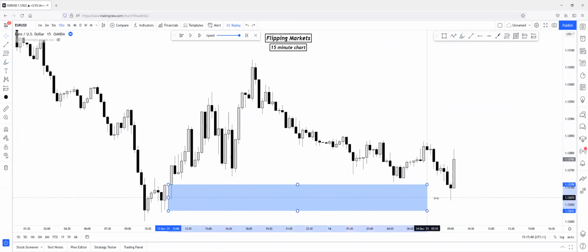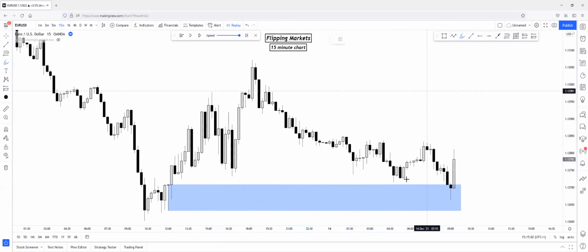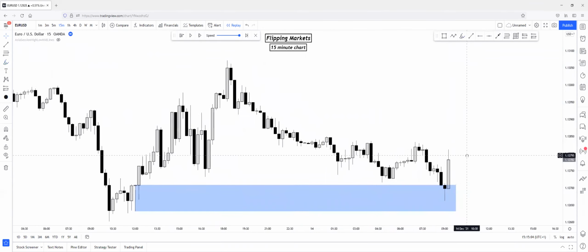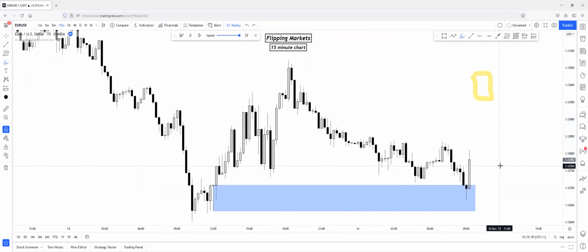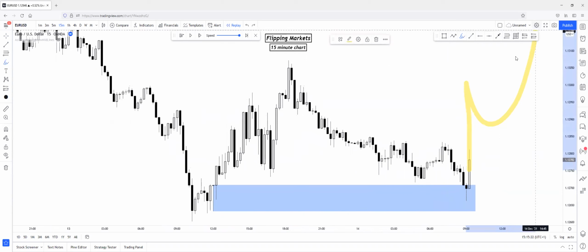As you can see, price tapped into this demand zone with a liquidity sweep, because we are on the 15-minute chart currently. And this is a 15-minute candle right here, this one. And it looks like this: a really small body with a huge wick to the downside. So this means this was only a liquidity sweep. And after this, price can easily reverse and continue the bullish order flow.